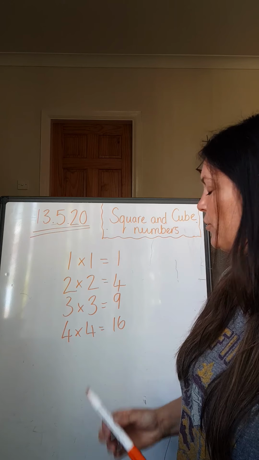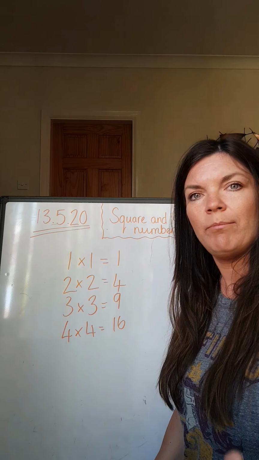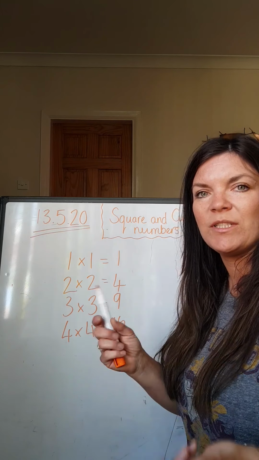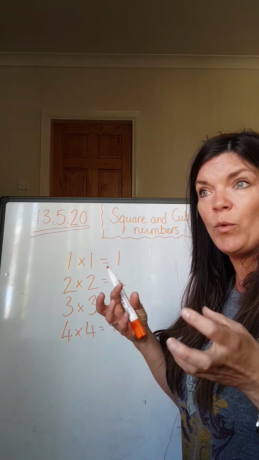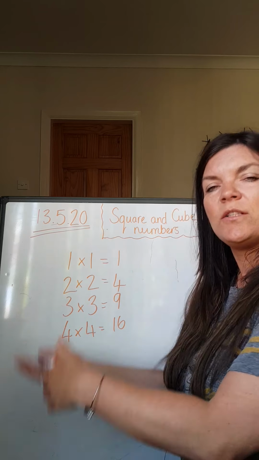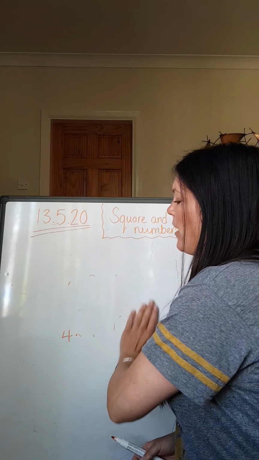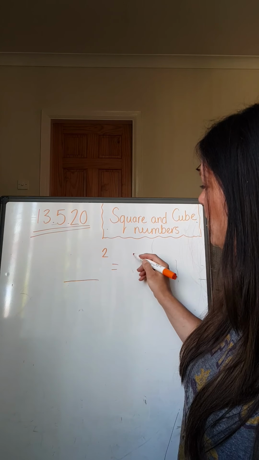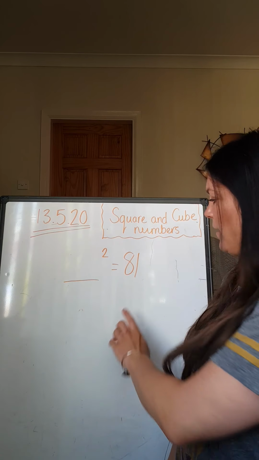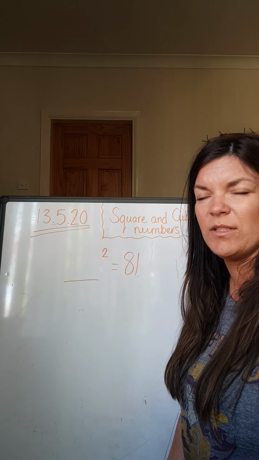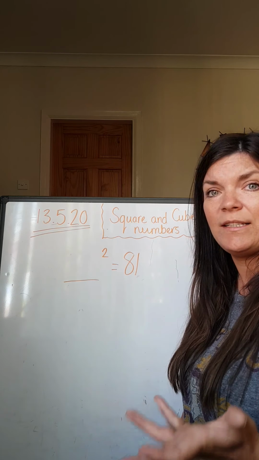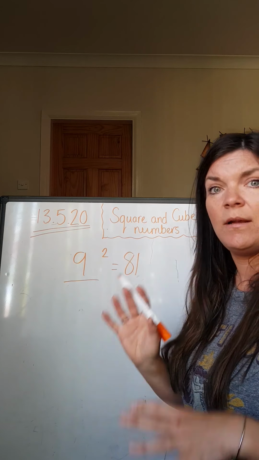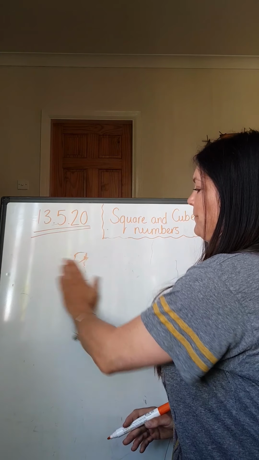The only tricky thing on the sheet is that you're working backwards. I've given you the answer and you've got to work out which number was timesed by itself to get that answer. So you can work it out. I'll just do the first one. It was something squared equals 81. Now I know 81 is in the 9 times table, so I'm going to try 9 times 9, which I know is 81. So 9 squared was the answer, 9.